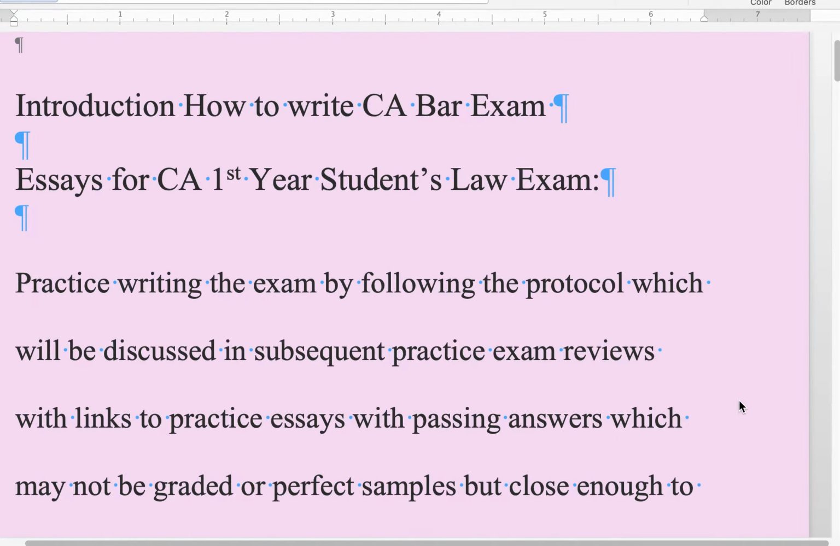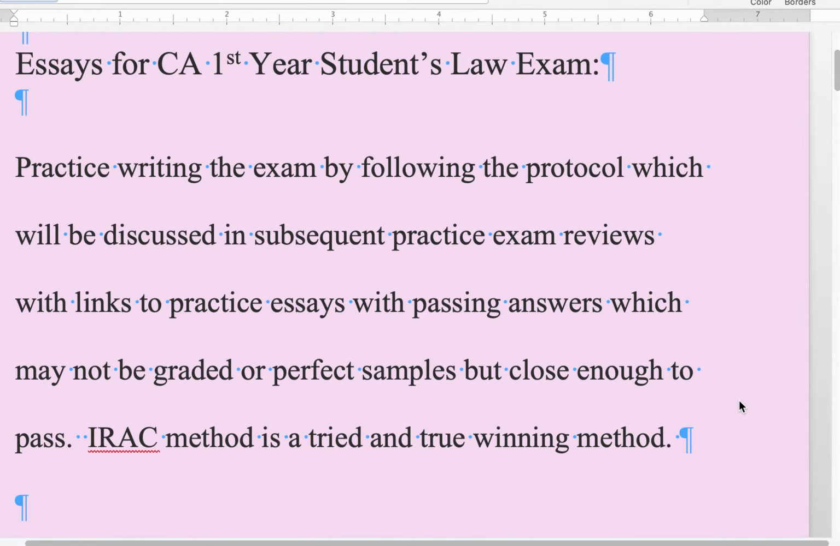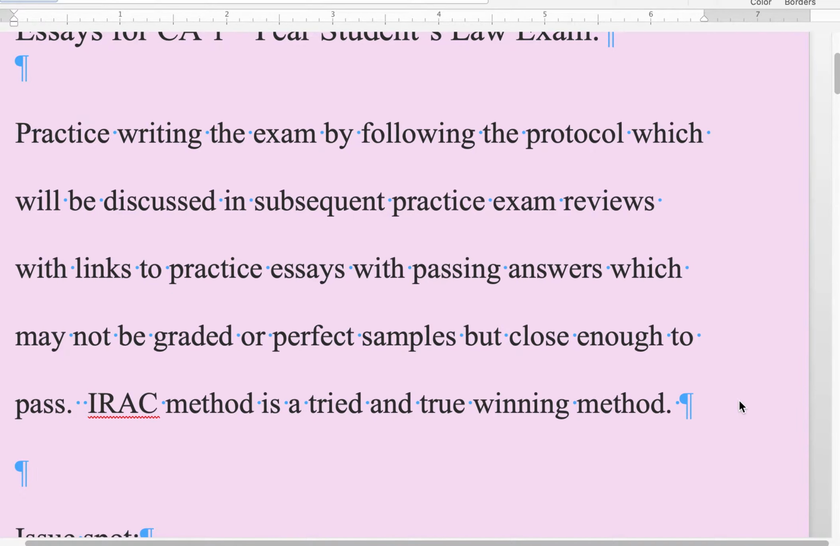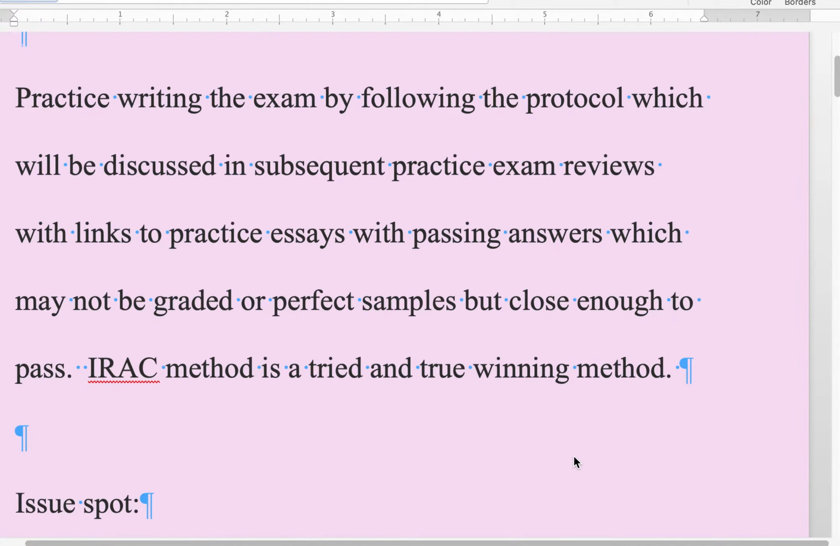Anyway, so without further ado, you can read the description in the description box. I thought she knew the IRAC method. I thought they taught that in law school. The law school I went to, they taught IRAC method. She said that they used a different acronym, and I forget what it is.